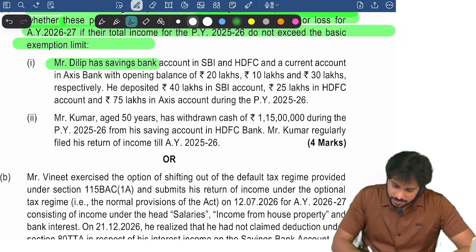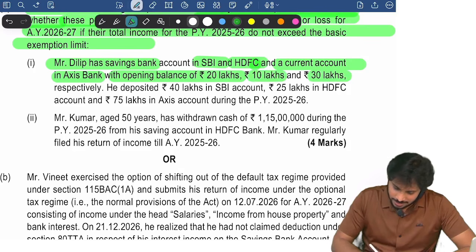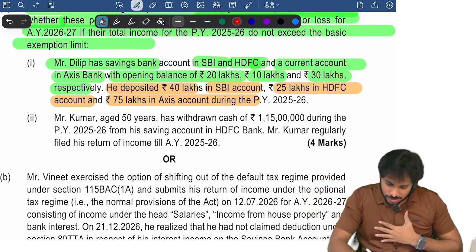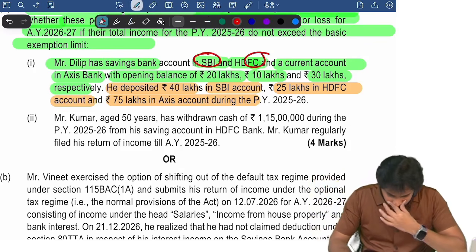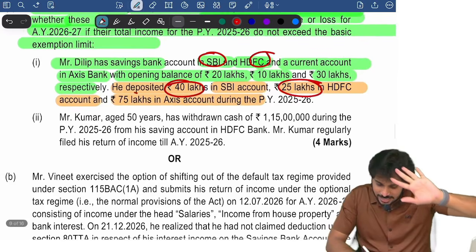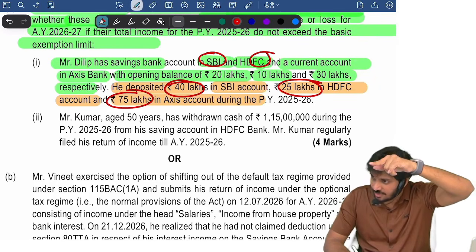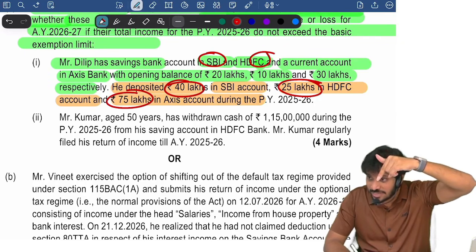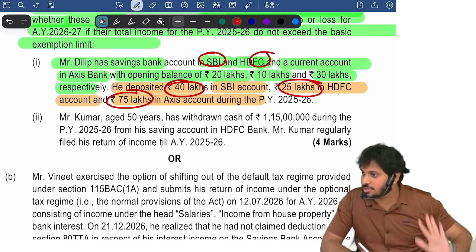Now, Mr. Dilip has a savings account with SBI and HDFC and a current account in Axis Bank with opening balance 20 lakh, 10 lakh and 30 lakh respectively. He deposited 40 lakh in SBI and 25 lakh in HDFC, 75 lakhs in total deposits in savings accounts. In the two savings accounts put together, total deposits is more than 50 lakh. And in the current account, deposit is less than 1 crore. But savings account deposit is more than 50 lakh, right? He entered a specified class of transaction. He has to file a return of income.